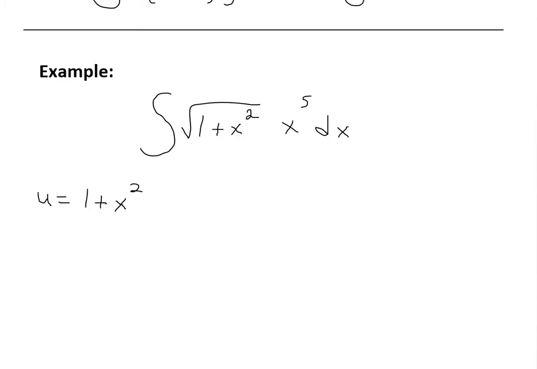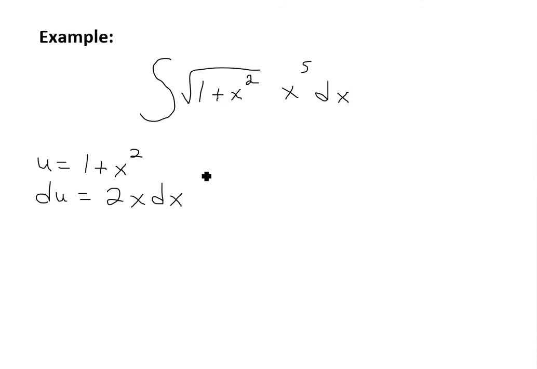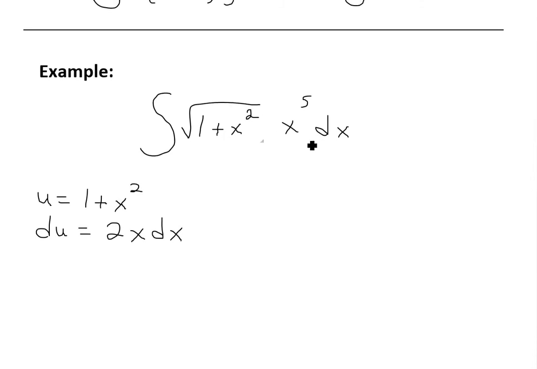Now when we take the derivative, we get the differential du, which is going to be 2x dx. Always remember the dx. But when we look at the other side, there's an x to the power of 5 dx. So we have to replace the x to the power of 5 dx with du or u.